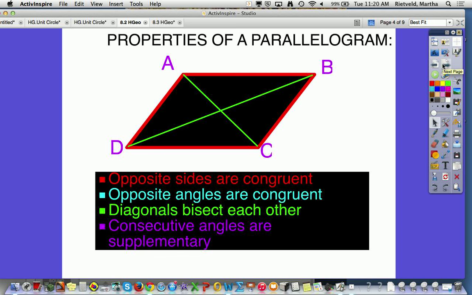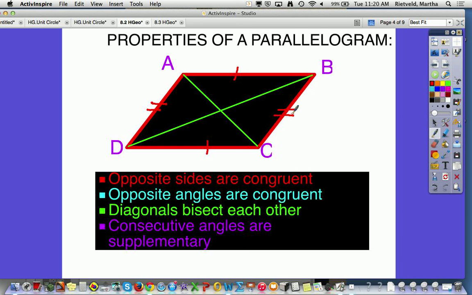The properties of a parallelogram include 4 things. As I say them, I'm going to mark them on the diagram so that you get used to either seeing the words or looking at the diagram for clues. The first one says that opposite sides are congruent. So you might see congruent markings on opposite sides.